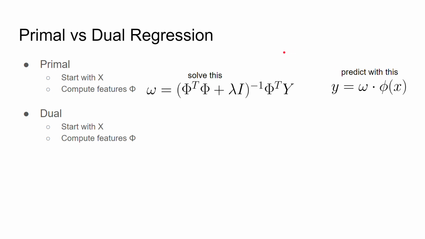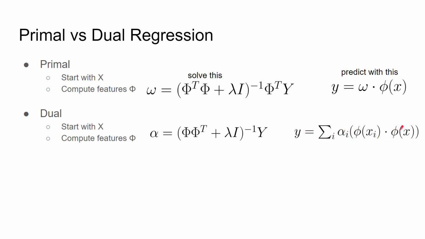Here, I'm pointing out that alternatively, I could do this math. I'm still starting with x, still computing a bunch of features on those x, and then I do this math. That gives me alpha, a big vector with a different value for every single one of my data points in my training set. Once I've got that, I could predict by saying, I've got a new data point, compute its features, do the dot product with all the points in my training set, scaled by alpha, and add that all up, which gives me y. Those two things are identical.